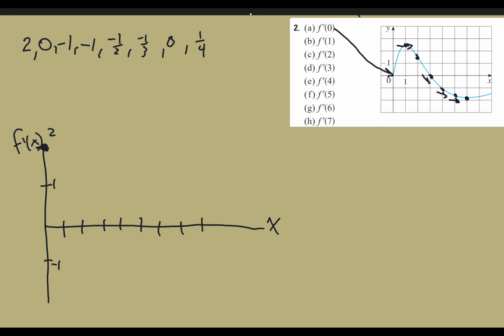So 2, 0, -1, -1, -1/2, -1/3, 0, and about 1/4. Something like this. That's the graph of f prime. And this is all they're asking for in these first example problems. You don't need to look at it beyond that.